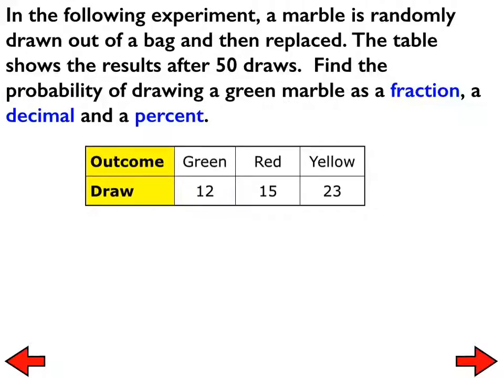And if there was any question as to why we did the first 2 lessons the way we did them, this is the reason why. So that I don't have to go back now and remind you, oh yeah, that's how you turn a fraction into a decimal, or oh yeah, that's how you turn a fraction into a percent. You should know how to do that.